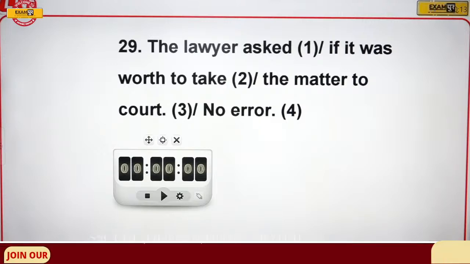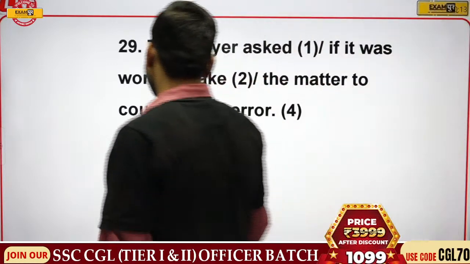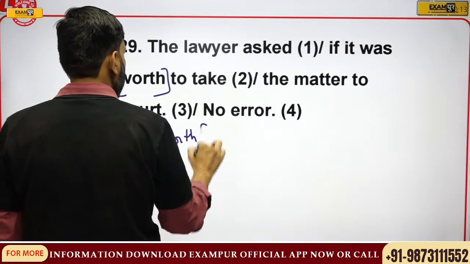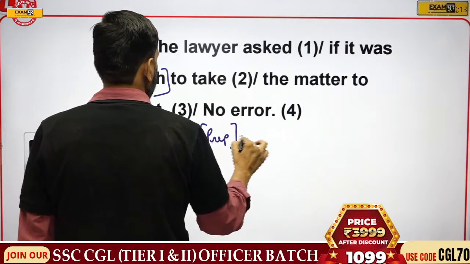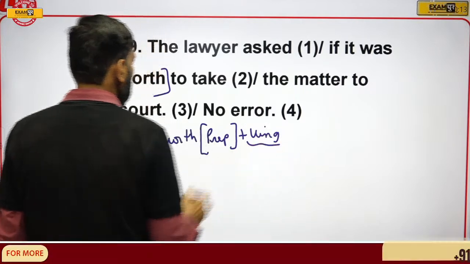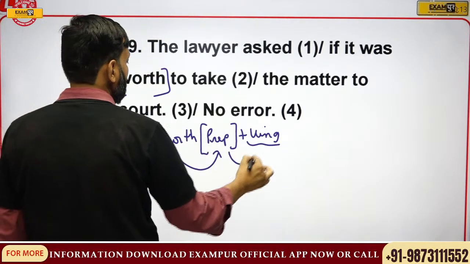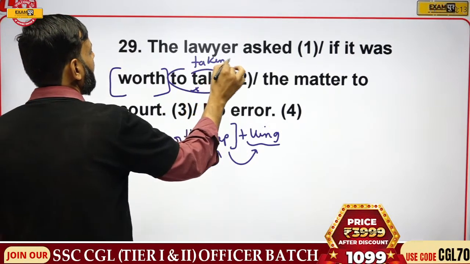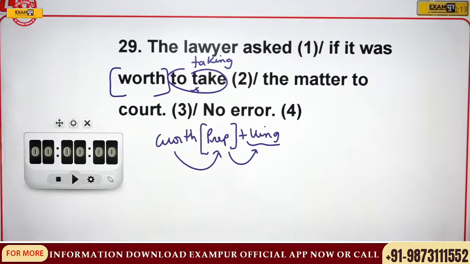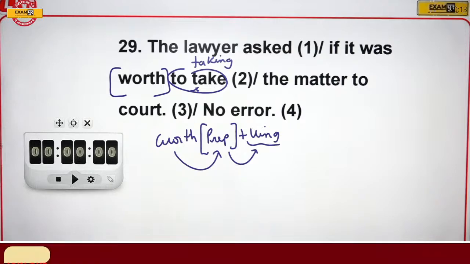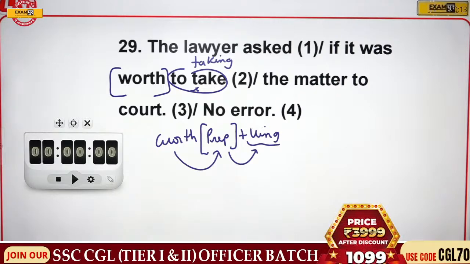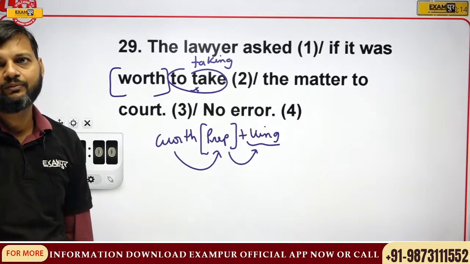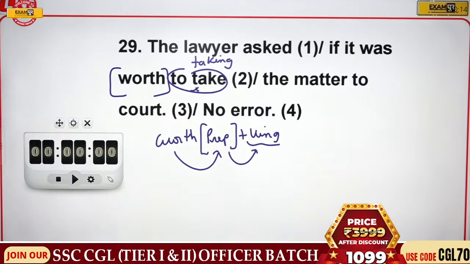See, in this sentence, this is a very easy one. Here we have the word worth, and you know worth is a preposition, and a preposition is always followed by the ing form of verb. So here to take will be replaced by taking. The lawyer asked if it was worth taking the matter to court. Worth is a preposition, and prepositions are always followed by ing. So worth taking the matter to court is the right answer.